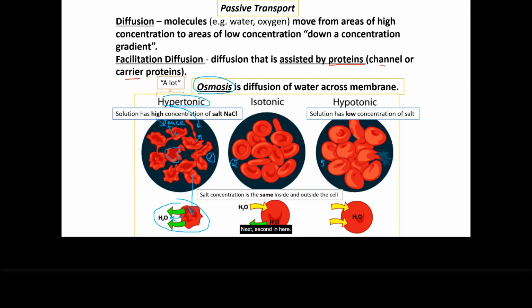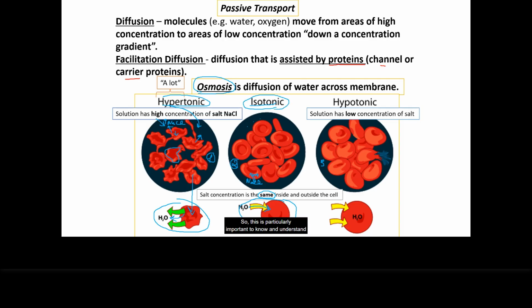Next, second in here, with the black background, this will be an isotonic solution. Iso means the same. So the concentration of salt inside and outside of the cell will be the same. So what is happening? The size of these red blood cells does not change, because the same amount of water goes in and the same amount of water goes out in the isotonic solution.